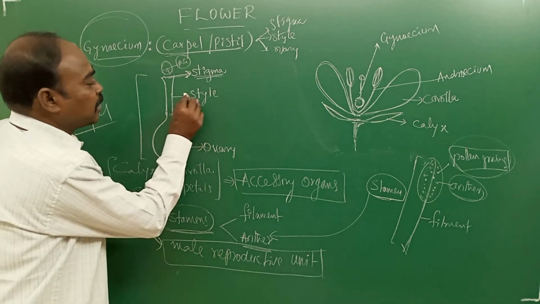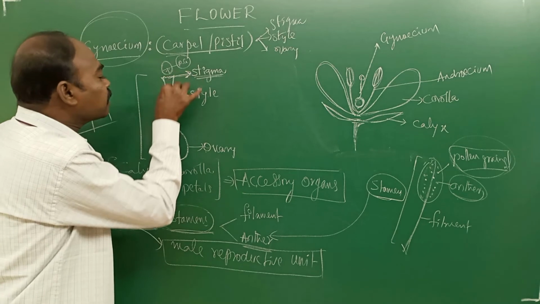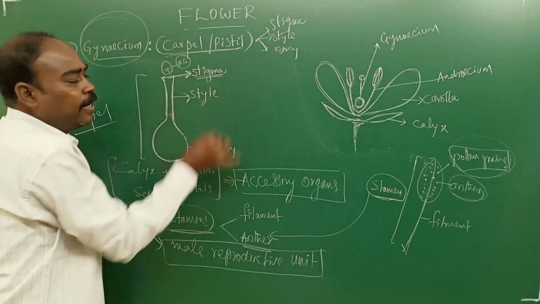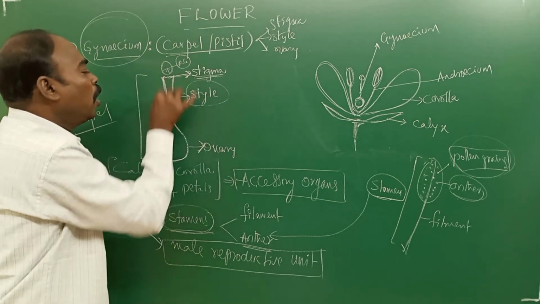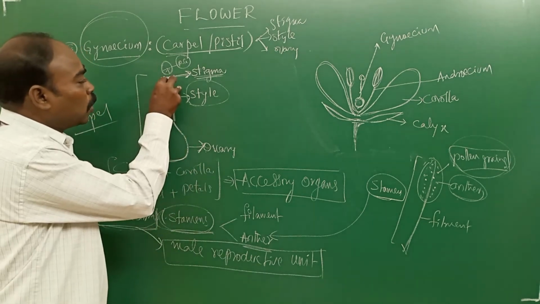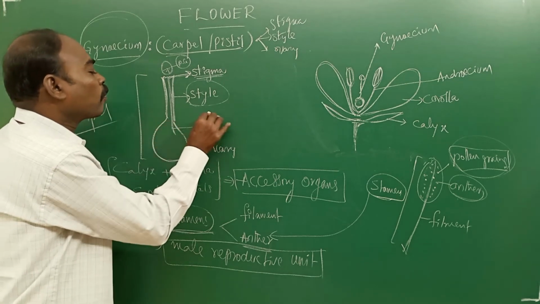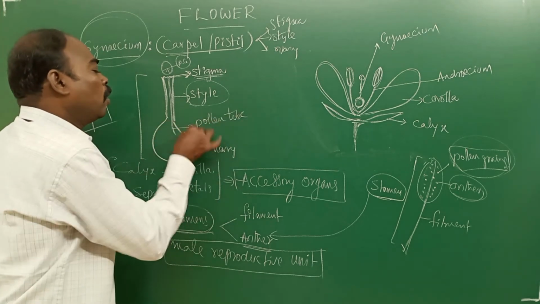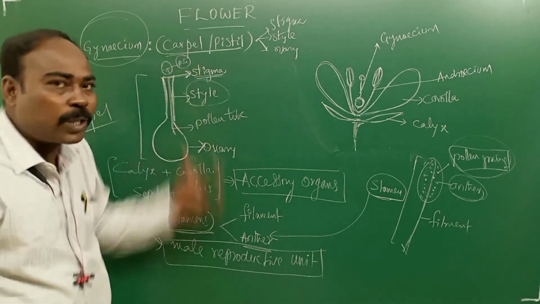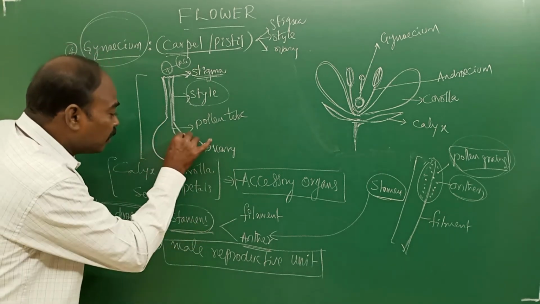Next, the style. The style is the stalk-like structure which connects the stigma with the ovary. It is a long tube-like structure which, at the time of fertilization, allows the growth of the pollen tube. So what is the style useful for? Growth of the pollen tube takes place through the style from the stigma and reaches where? The ovary.